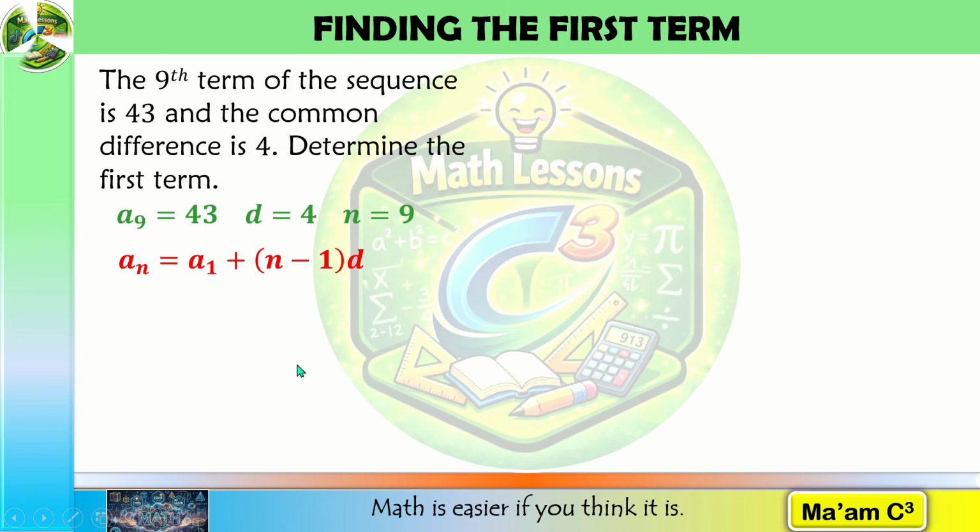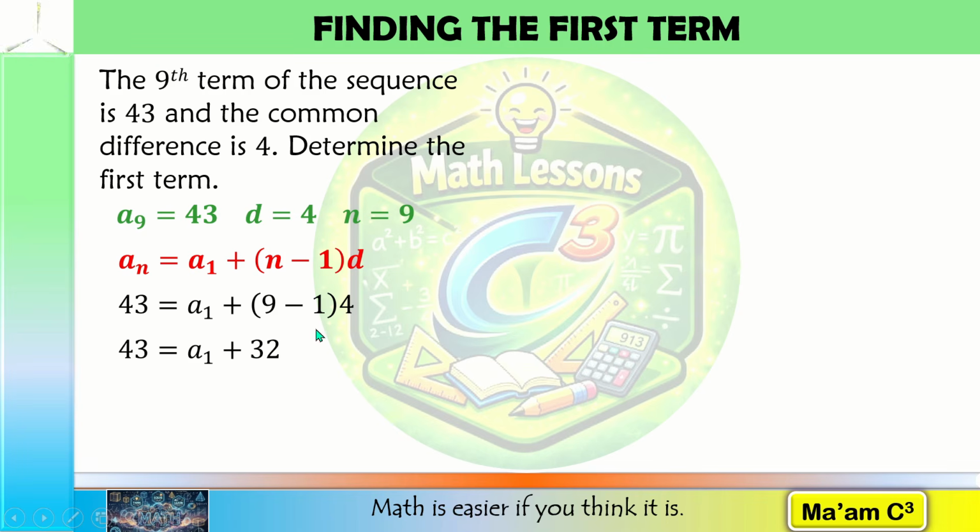Let's recall our formula. Our a sub n would be 43. We are looking for the first term, the a sub 1. Our n is equal to 9 and our d is 4. Let us substitute those values. 9 minus 1 is equal to 8 times 4. That would be 32. To solve for a sub 1, we're going to move 32 on the other side. So a sub 1 is equal to 43 minus 32. And 43 minus 32 is equal to 11. It means the first term of the sequence is 11.